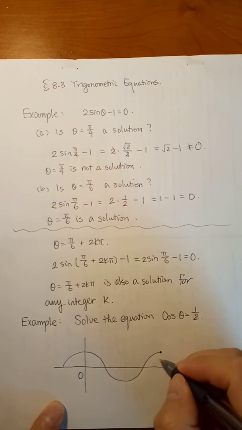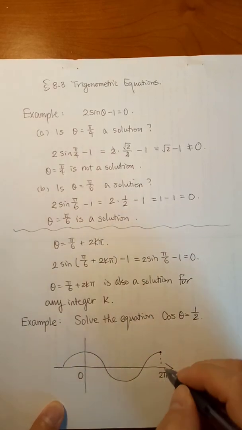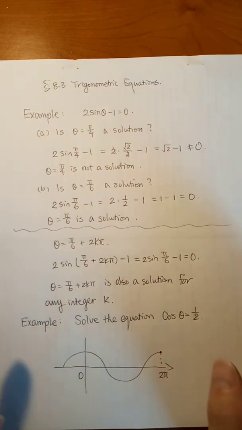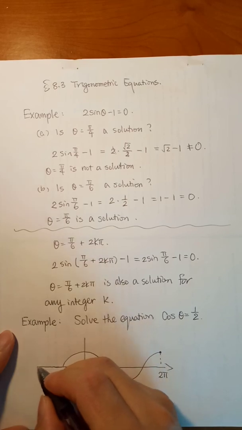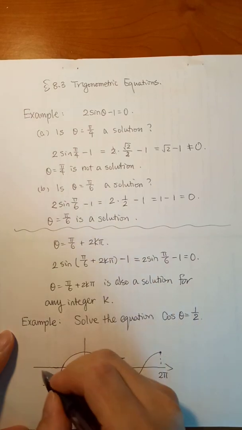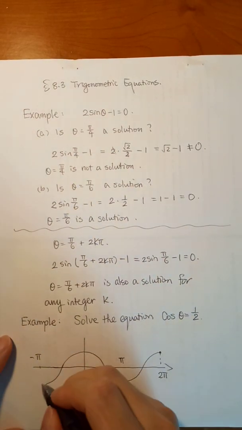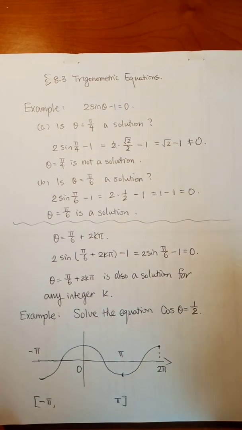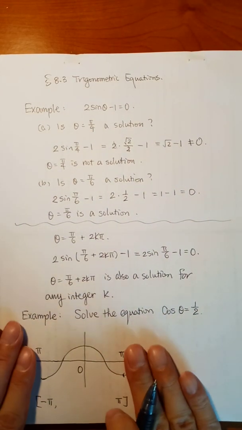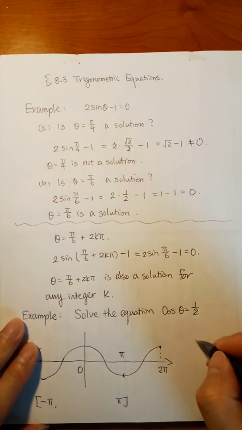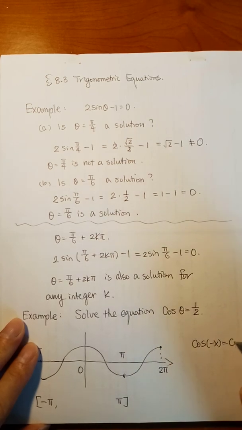Of course, you can select from 0 to 2 pi. That's the regular selection. But you can also select the interval between negative pi and positive pi, and take this one as one period. Why? Because it's symmetric, and cosine is an even function. Remember, cosine of negative x is cosine of x.